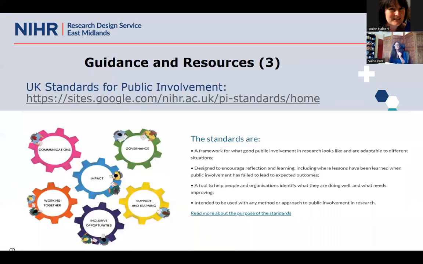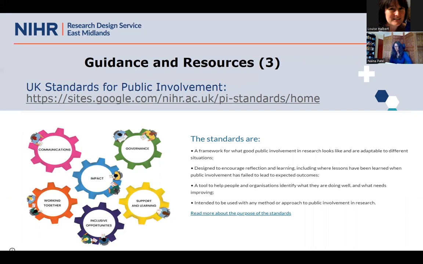And finally, what does good public involvement look like? Well, these are the 6 standards that will help you to understand that. And they've been developed by the NIHR and UK-wide partners. They provide clear, concise statements of effective public involvement against which improvement can be assessed. Researchers can use the standards to review their plans for public involvement.